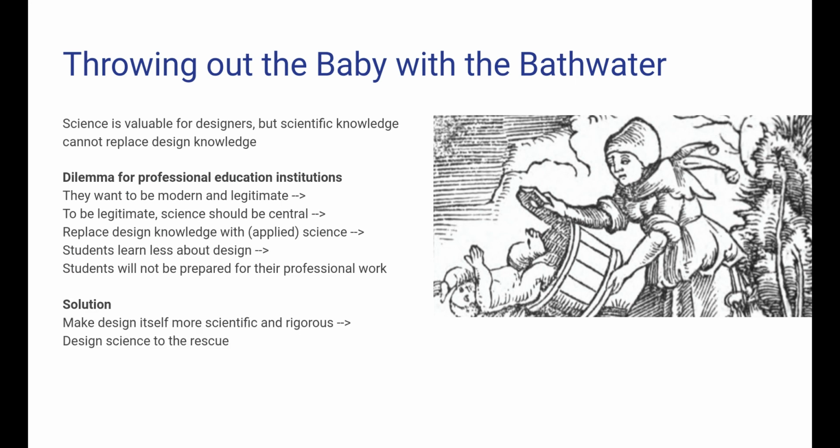One idea would be to make design itself more scientific and rigorous. And this is where design science could come into play. So here is another reason now for an increased interest in design science and in design research: professional education institutions would like to become more modern, more legitimate, and they can be so by emphasizing and introducing more design science and design research into their curricula.